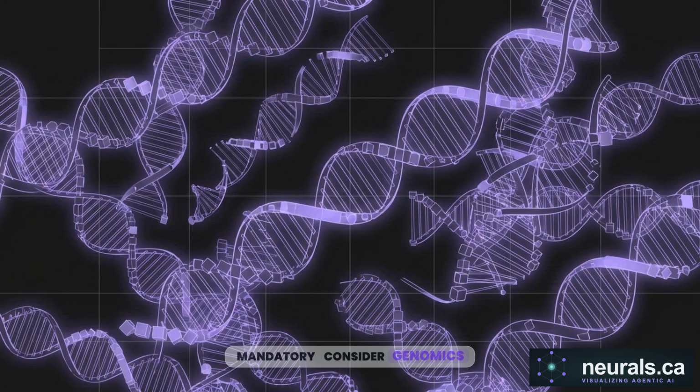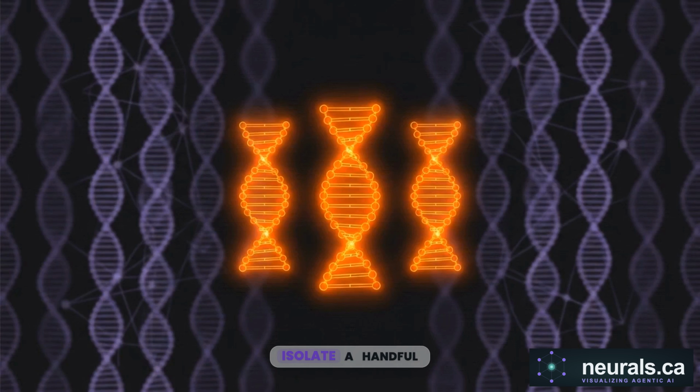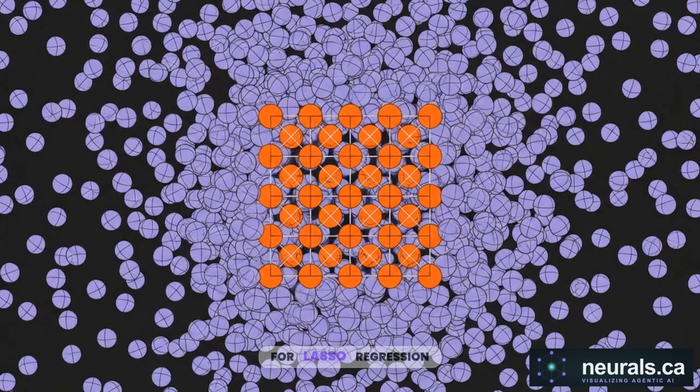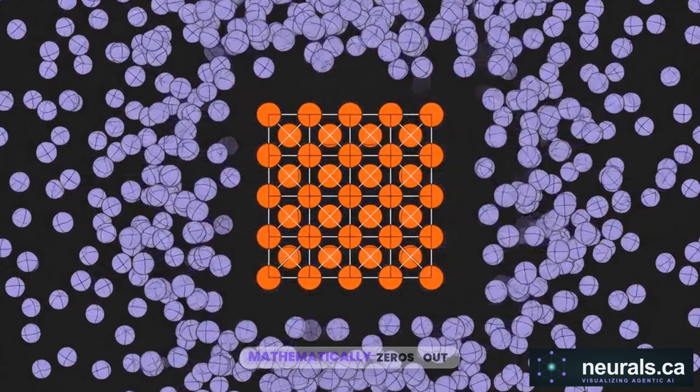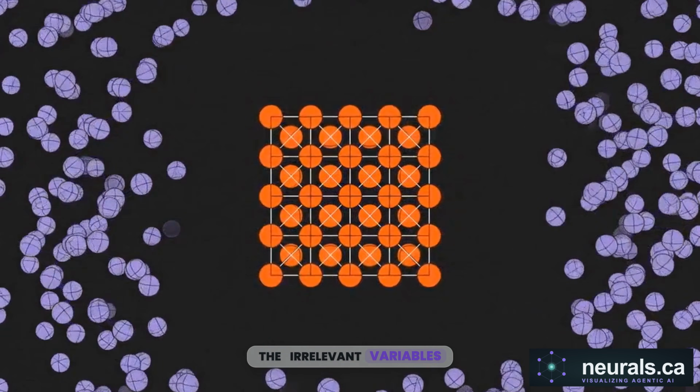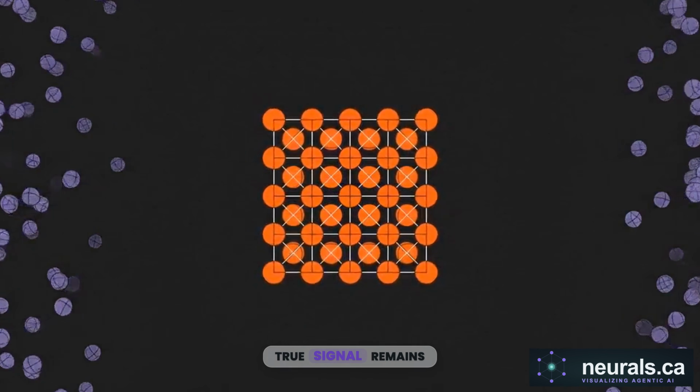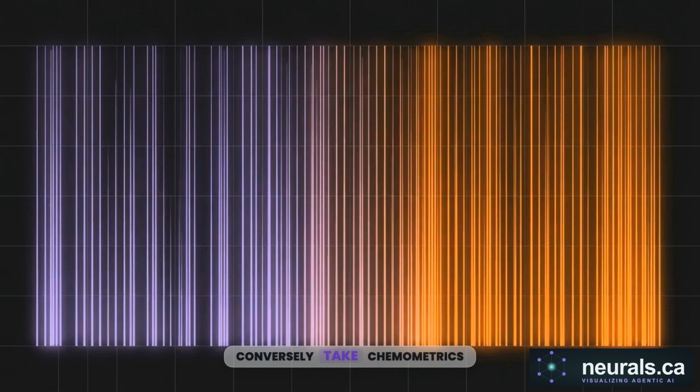Consider genomics. A researcher might have 20,000 gene expressions, but only 50 patient samples. They need to isolate a handful of truly critical genes from a sea of background static. This is the primary environment for lasso regression, an algorithm that mathematically zeroes out the irrelevant variables until only the true signal remains.